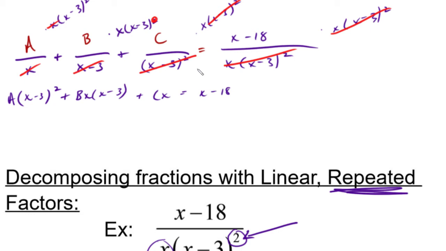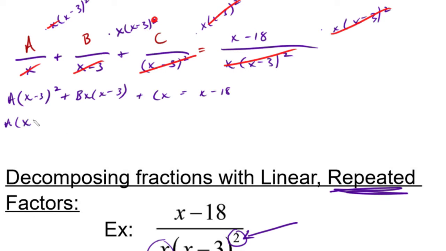Now, multiply everything out. So this is going to be a times, and now pay attention, what I'm about to write inside this set of parentheses is what you would get if you took x minus 3 and squared it. Not x squared minus 3 squared, that's not what you do. It's x minus 3 times x minus 3 and FOIL that out.